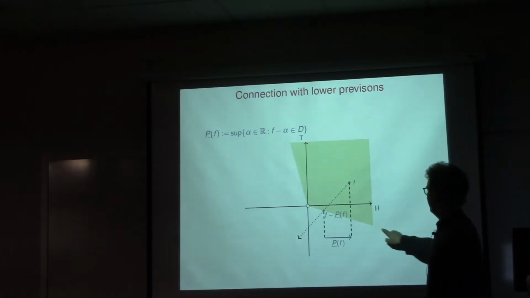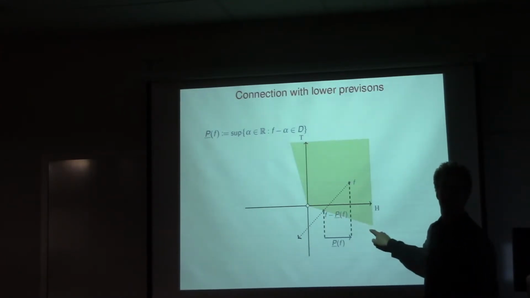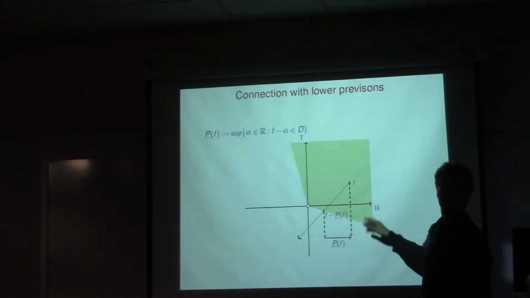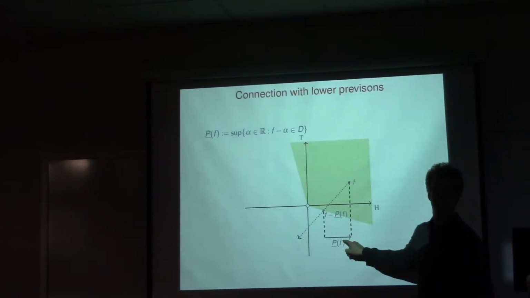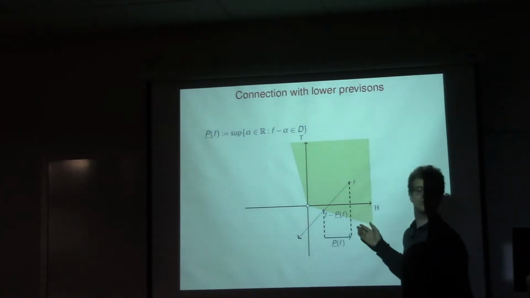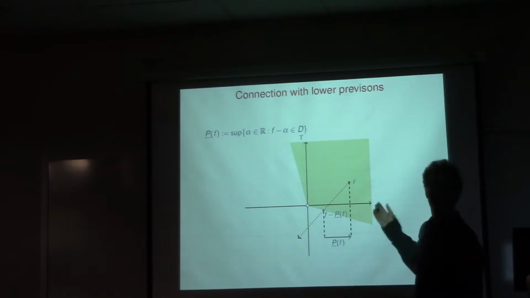Because it doesn't matter whether this ray is included or not. I take the supremum, so if this ray is excluded or included, this value will be the same. And that's exactly the non-Archimedeanity that does the trick for desirability. And actually that simplifies things, as I will show later on, such as conditioning.